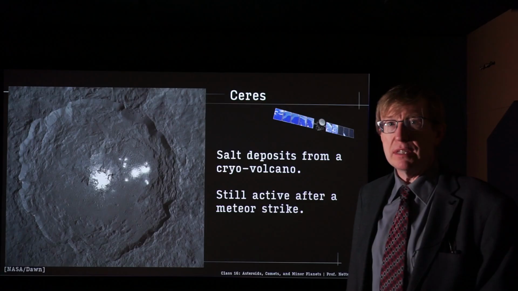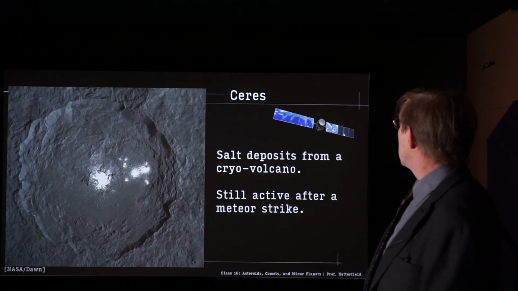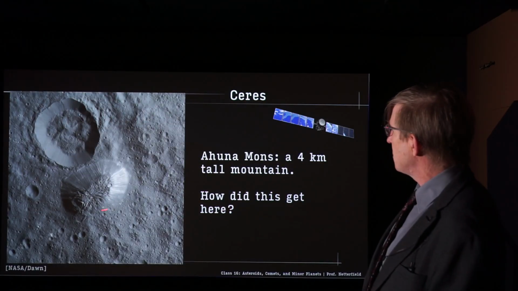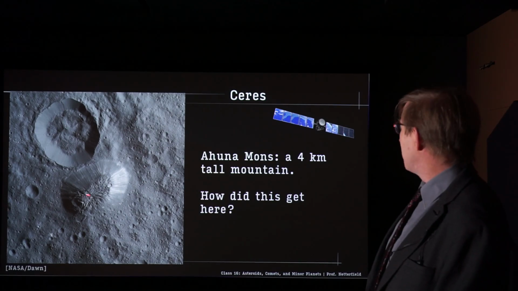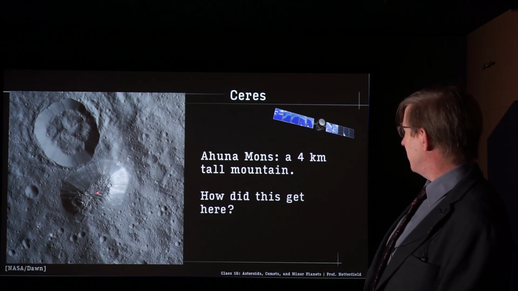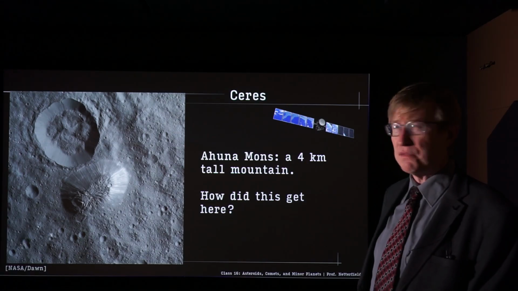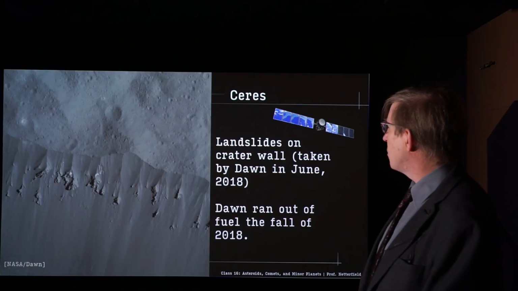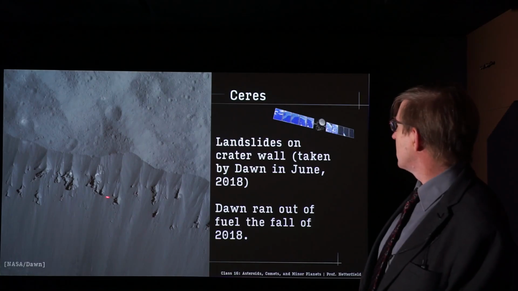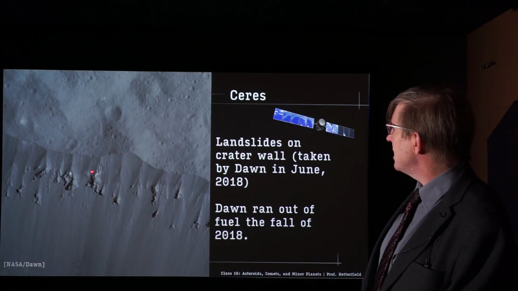Now, another weird thing here is this 4-kilometer tall mountain on Ceres. Like, how did that get there? What is going on? This is very strange. Let's look at the wall of one of these craters. And we see landslides, and we see more of this salt deposit stuff sticking out.